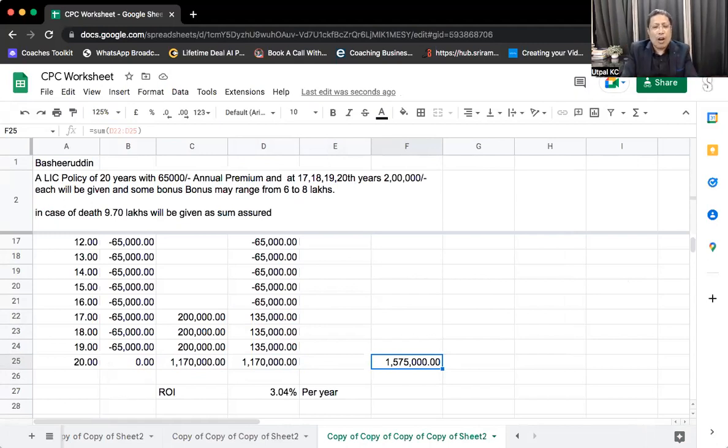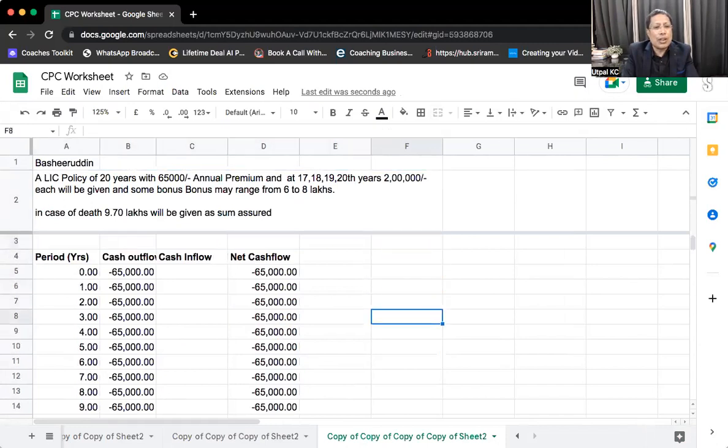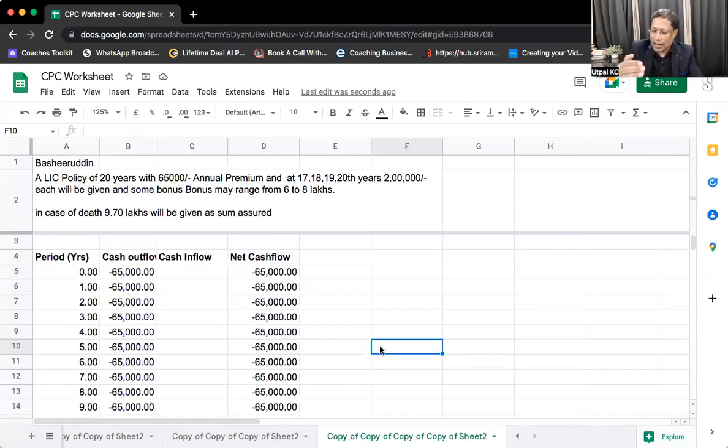Now, already you have given 5 years: 0, 1, 2, 3, 4, 5. 5 years you have already given. So how much have you paid already? 3,90,000. But you will be getting 2 lakhs. Now this is an alternative. You'll be getting 2 lakhs.